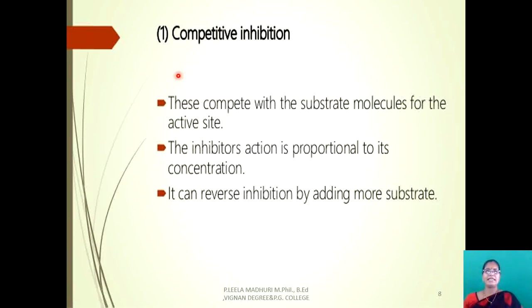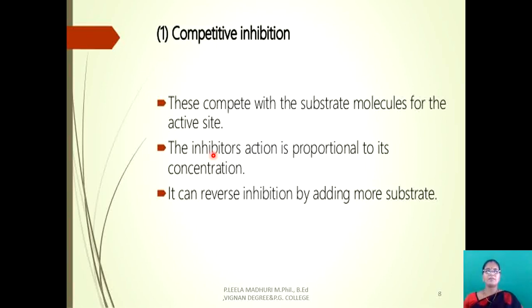Now we will see in detail about competitive inhibition. These competitive inhibitors, as the name itself suggests, compete with the substrate molecules for the enzyme's active site. The inhibitor action is proportional to its concentration. Inhibition can be reversed by adding more substrate. So when the inhibitor concentration is higher, there is a greater probability of the inhibitor binding to the active site.